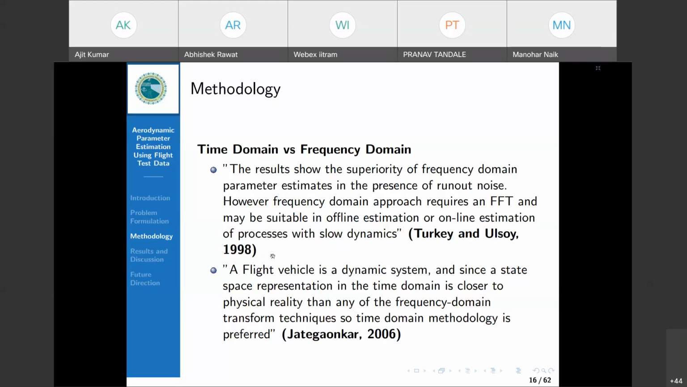And this is Jategaonkar's comment, who exclusively works on time domain. A flight vehicle is a dynamic system, and since a state space representation in the time domain is closer to physical reality than any of the frequency domain transform techniques, time domain methodology is preferred. So this is also kind of taking a call on which kind of process we should go for which method. So again, I would restrict our presentation to time domain for today's discussion.